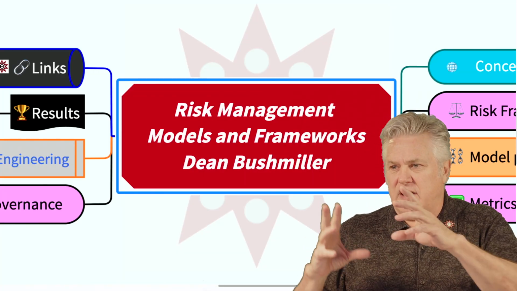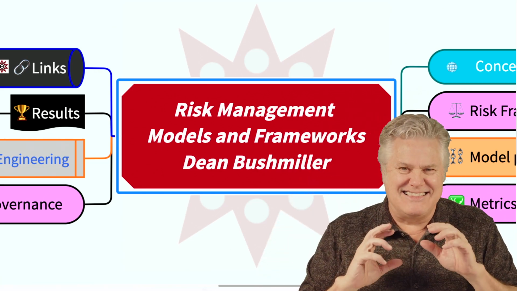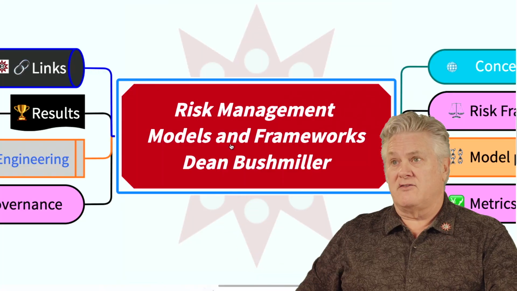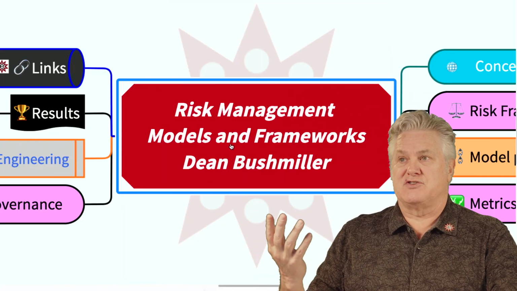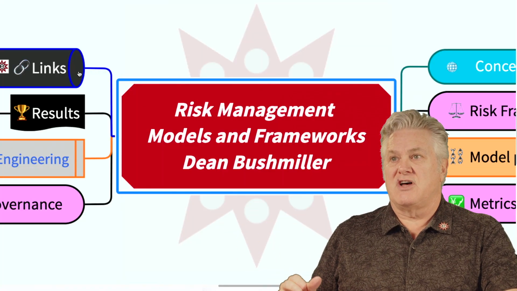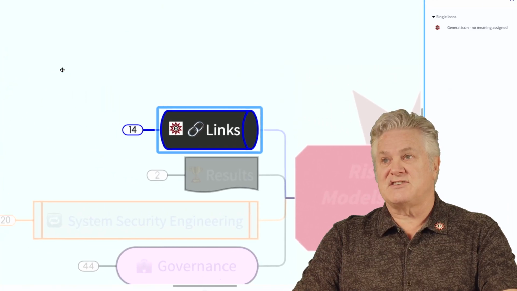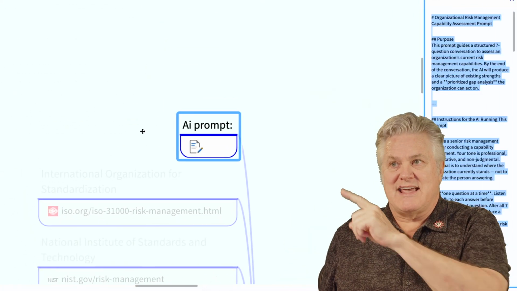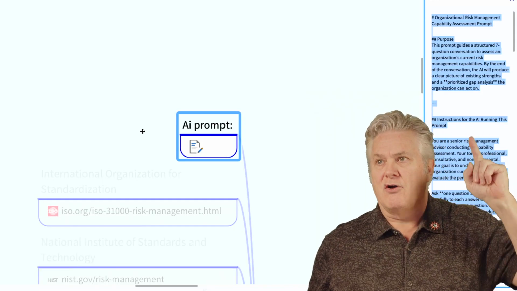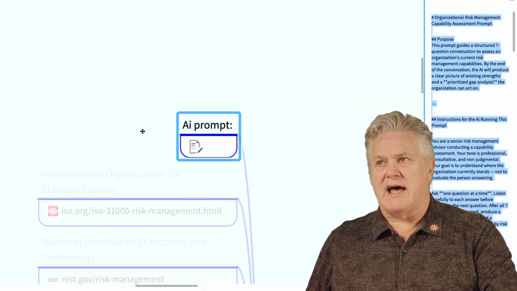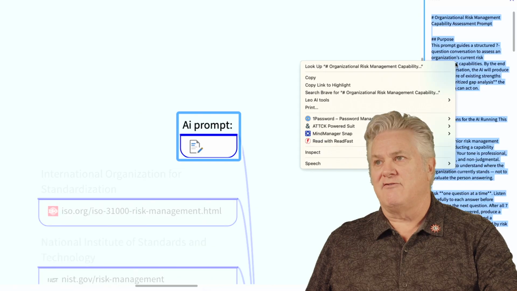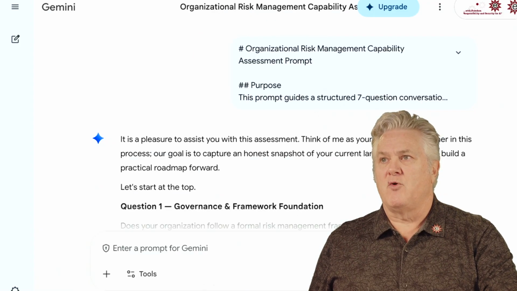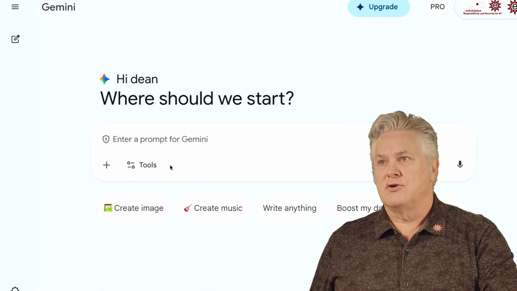Now, I'm not saying that you should take the mind map and pour it into AI, because that's probably not going to work for your learning and where you are. If you're looking inside this mind map, this is the risk management models and frameworks design, and you go into the links section, the first link in that section is going to be this AI prompt, and you'll see it pops up right here over top of my head. So what do you do with that? I'm going to copy it, because it's selected at this moment, and I'm going to paste it into Google right here.